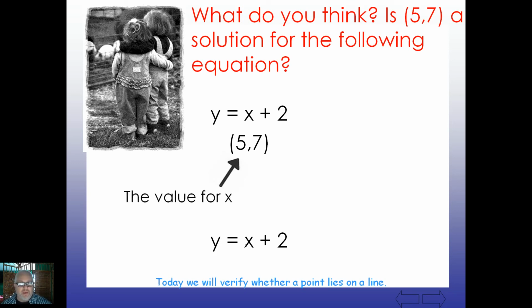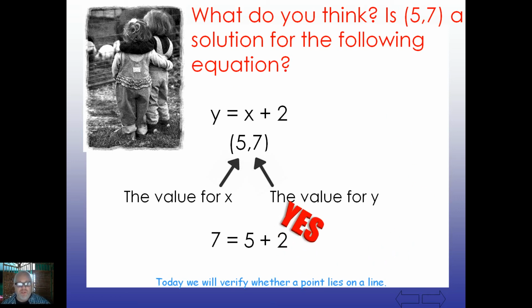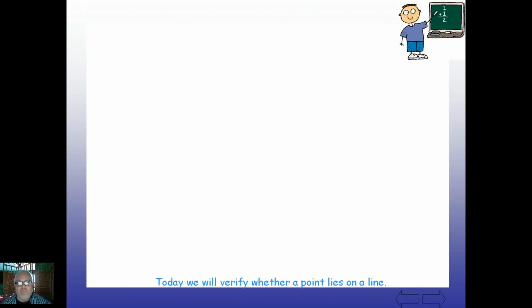Let's see what happens. The value for x, the value for y. Notice, of course, I've got 7 equals 5 plus 2. True or false? Does 7 equal 5 plus 2? Of course it does. So the answer is yes. That ordered pair (5, 7) is a solution to the equation. It lies on the line.